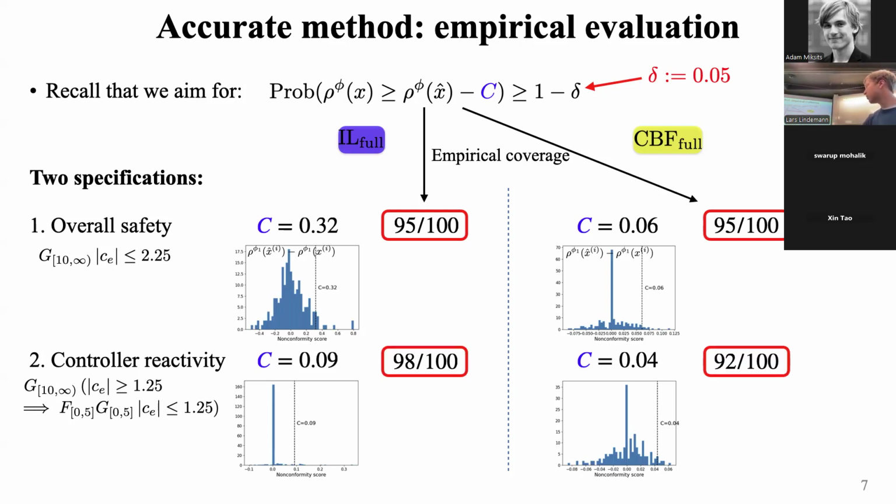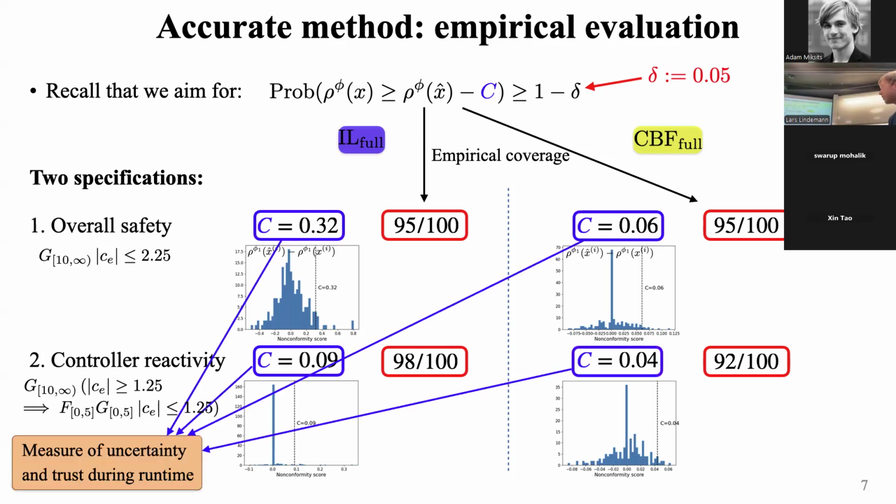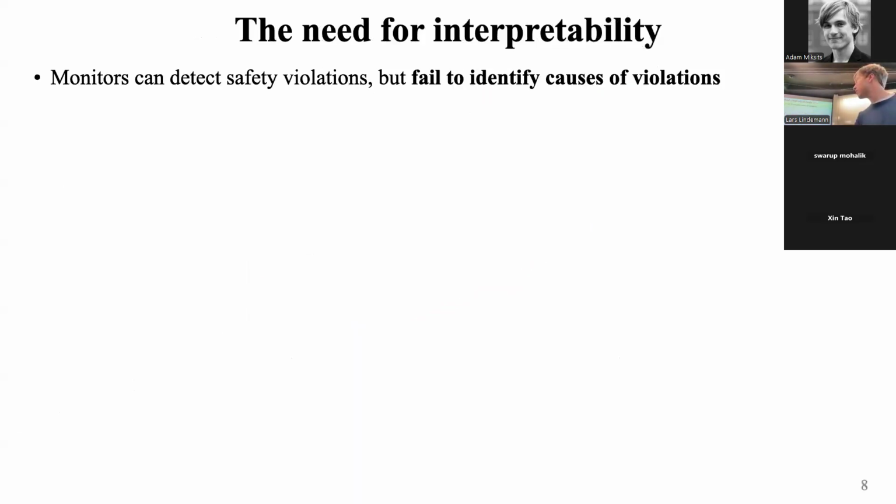Again, we did empirical evaluation. We approximately have our 95% over here. So we can do monitoring, statistically valid monitoring. And on top of that, we get a measure of uncertainty and trust during runtime, by which we can select which controller we prefer.